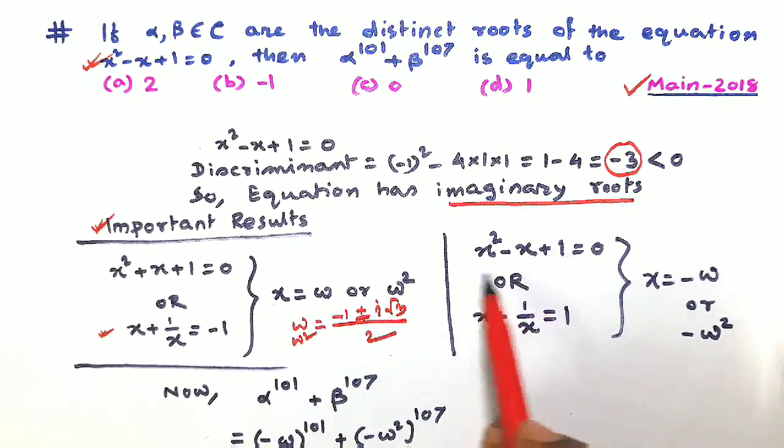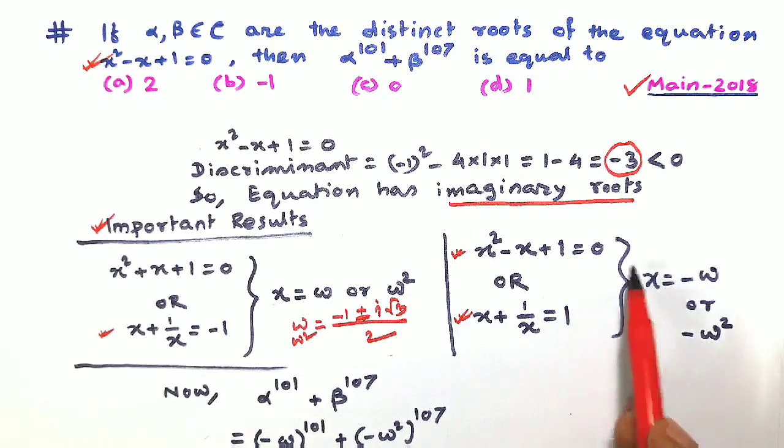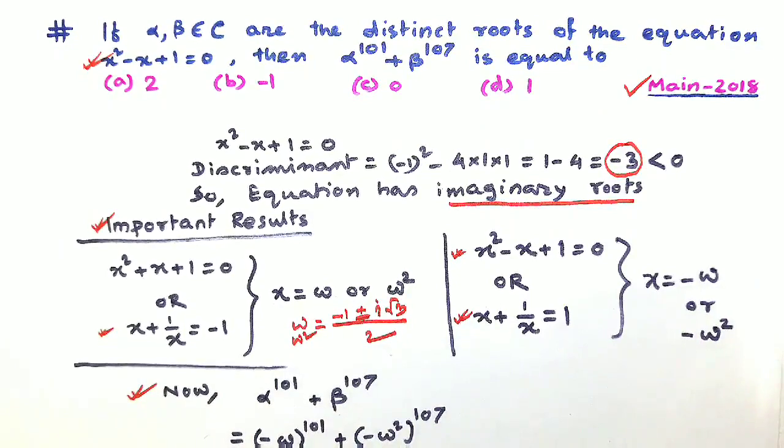On the other hand, if we take another equation, say x square minus x plus 1 is equal to 0, this can also be written in this form also: x plus 1 by x is equal to 1. Here you will find, if you solve this, you will get x is equal to minus omega or minus omega square. Okay. Now friends, this is our step, this is our answer actually.